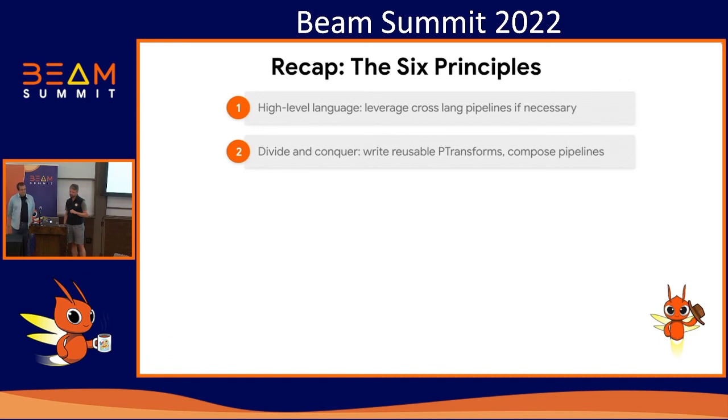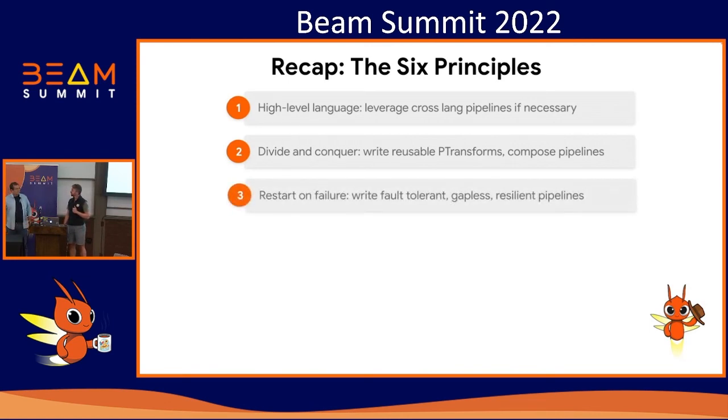to your code, and compose your pipelines using the P-transform as a component, so that it will be easier to read, easier to diagnose the problems, easier to debug, and you may even be able to reuse those more complex components in future pipelines.